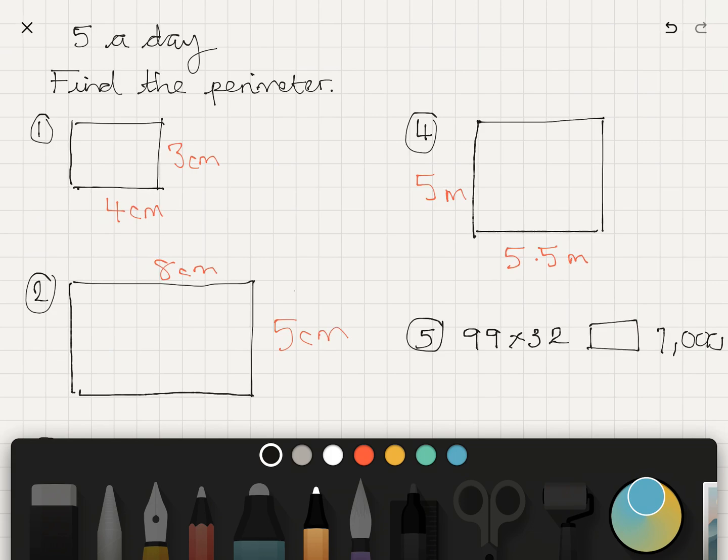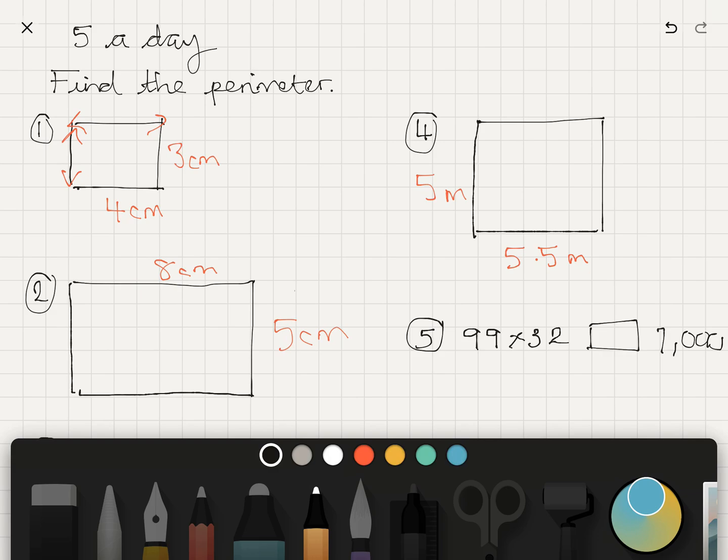So the first 4 questions are all about finding the perimeter. Hopefully you've watched the video to help explain how to find the perimeter on today's frog page. If you haven't, maybe go back and do that before you look at this, because this is where we're going to show our answers.